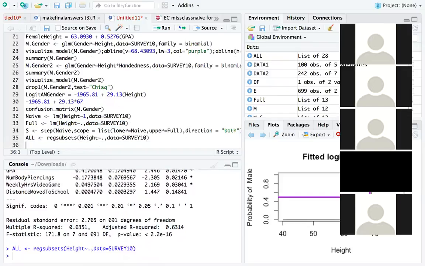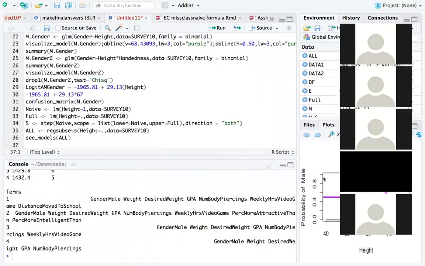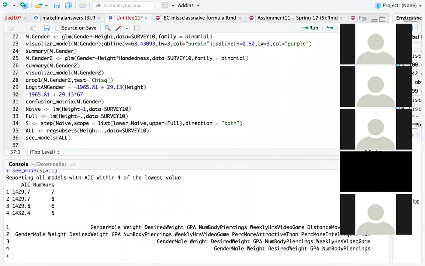It might need really be good. Did it that quickly? Wow. Good computer today. See models, and let's look. Okay. So this was the exhaustive way of doing it right here.